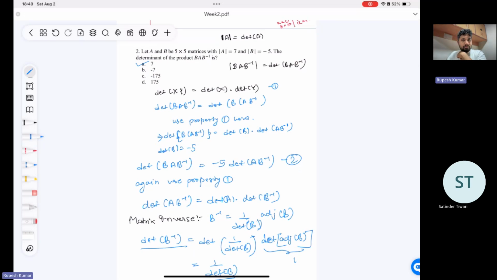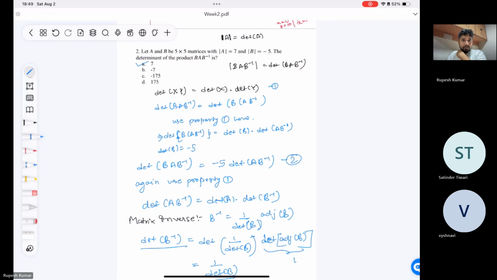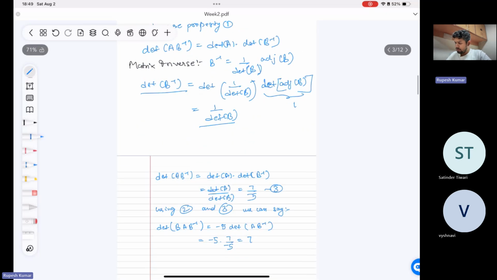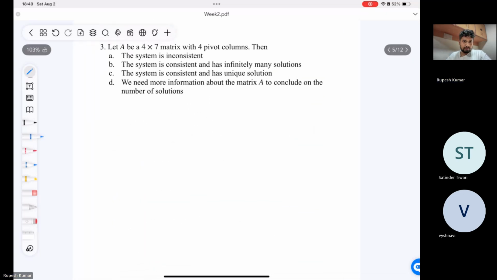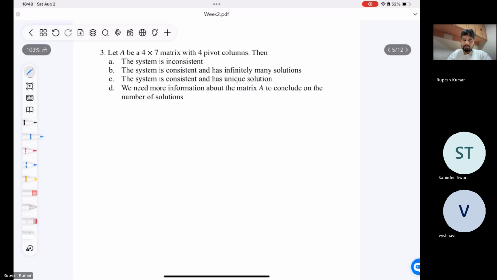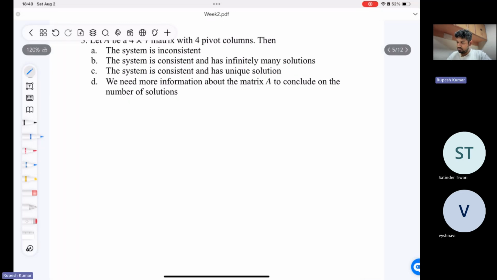Satinder and Vaishnavi? I think Vaishnavi left the chat. Vaishnavi, do you have any doubts? You can type in the chat box. Great. So let's move on to the next problem. Vaishnavi, are you facing some technical difficulties? Is there some issue on my side? Okay, fine. I am not seeing any issues then.